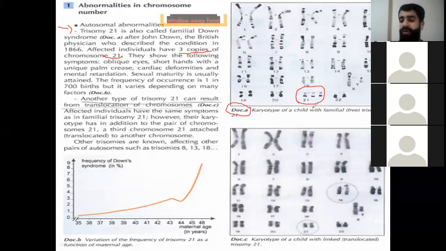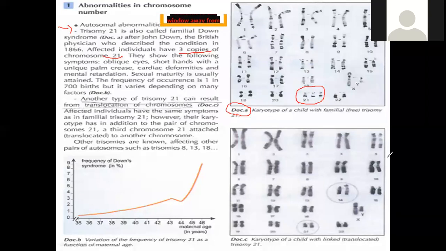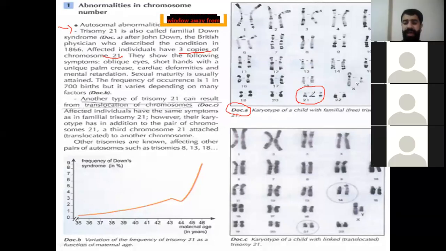If I ask you for the chromosomal formula for this karyotype, yes, Muhammad Hassan? We have an additional chromosome. 2n plus 1 equal 47. Very good. 2n plus 1 equal 47. Also, you have to mention the sex chromosomes. Comma. What are the sex chromosomes?